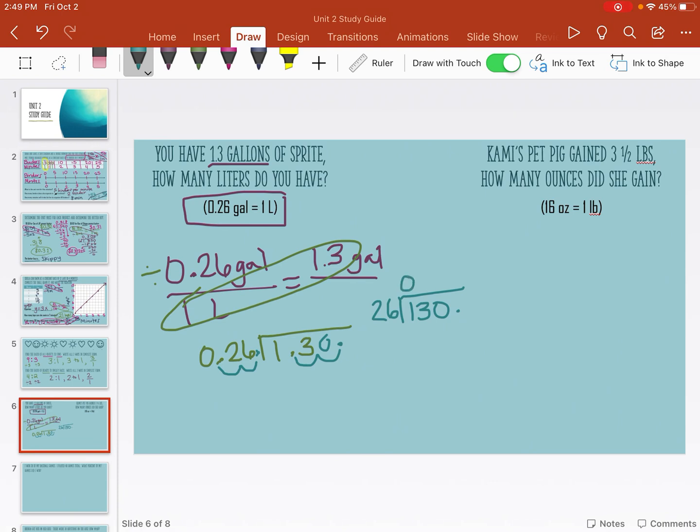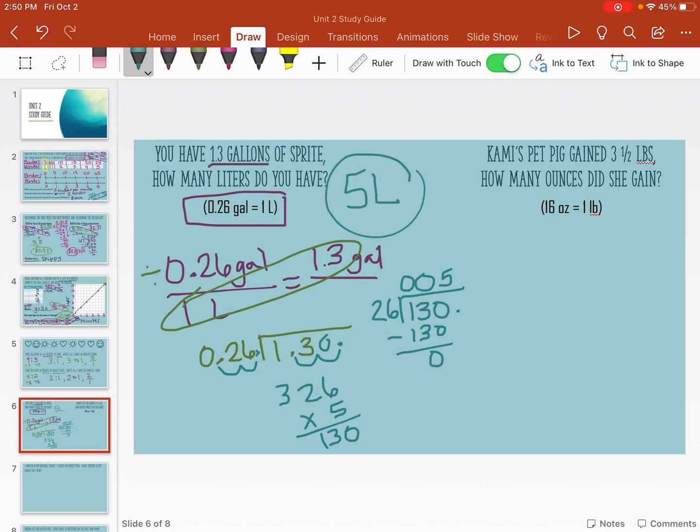26 doesn't go into 1, doesn't go into 13. It does go into 130. So 26 times 5. When I do some guess and check, I always just start with 5. So 5 times 6 is 30. 5 times 2 is 10, plus 3 is 13. So that actually is perfect. I get 130. So 5 is my answer, 5 liters.